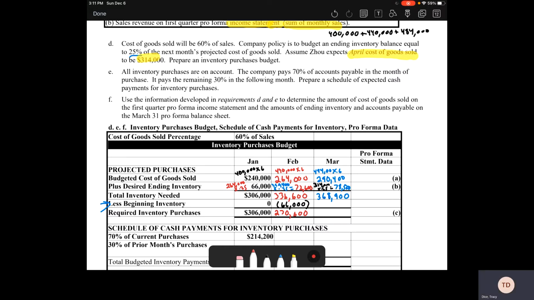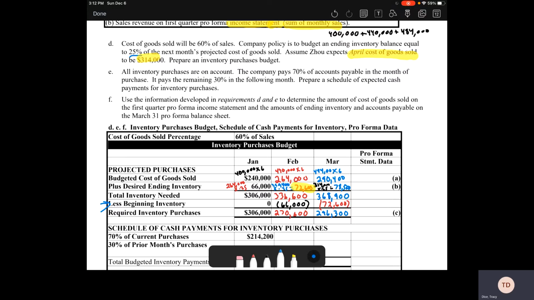Same thing for the month of March. We want to have a desired ending February inventory of 72,600. It's right here. So that's what our beginning inventory for March will be. If that's what we end February on, that's what we begin March with. So we subtract that 72,600, and we find that our total required inventory purchases that month are going to be 296,300. So that's how we figure out our inventory purchases budget.